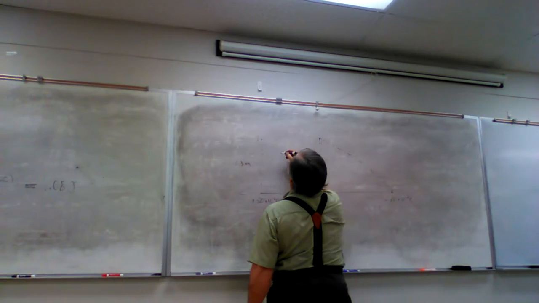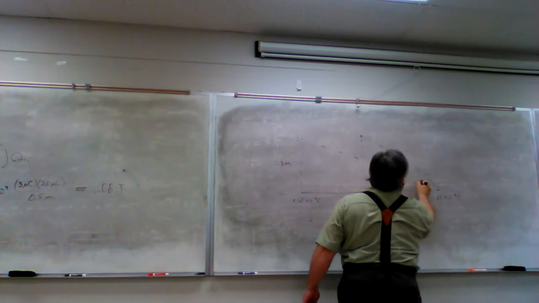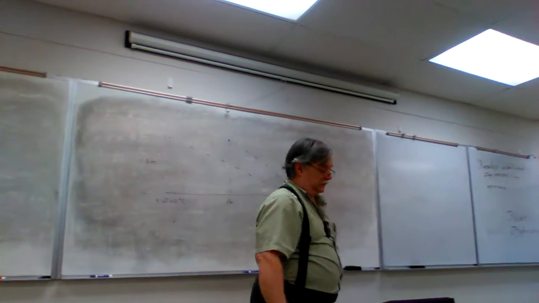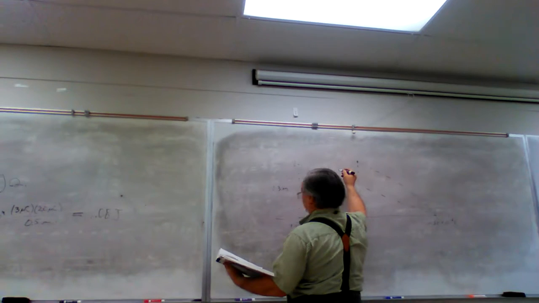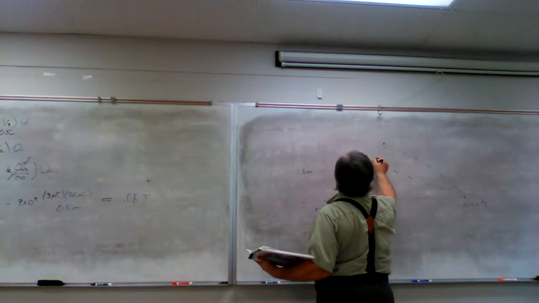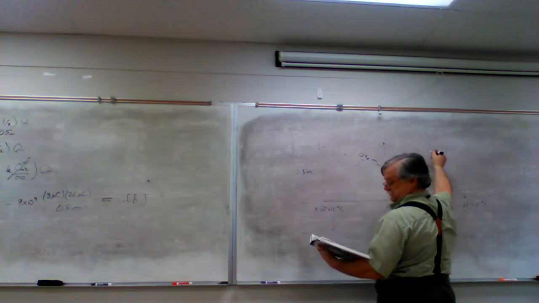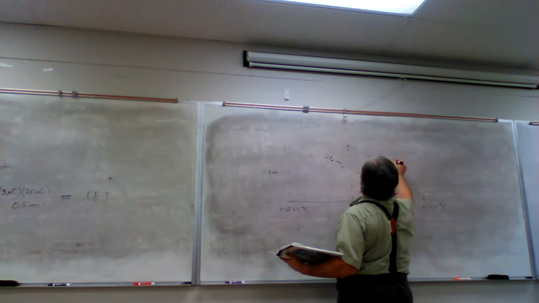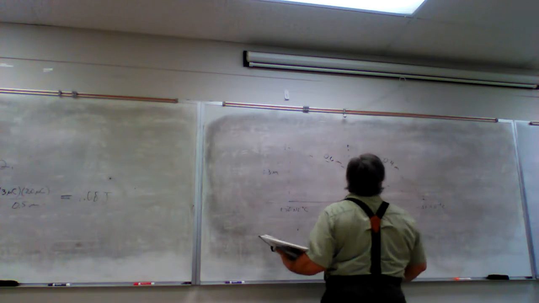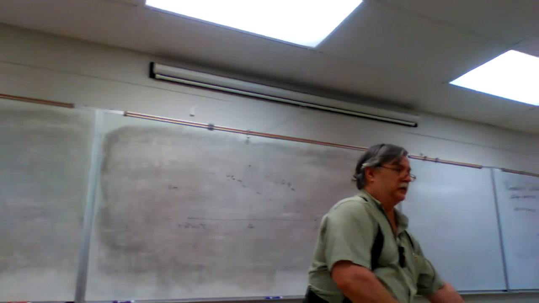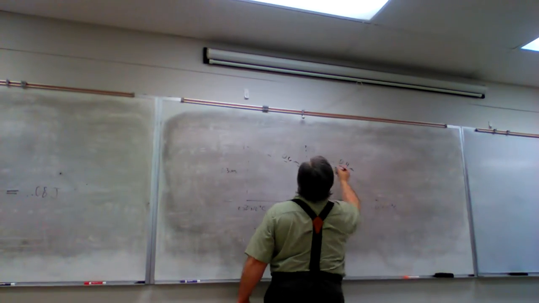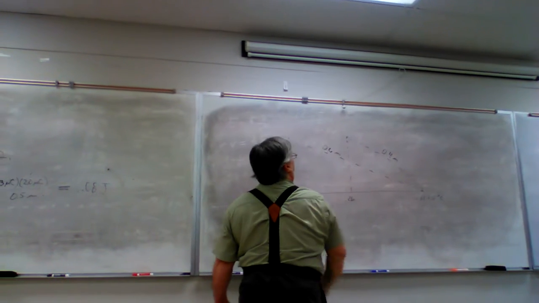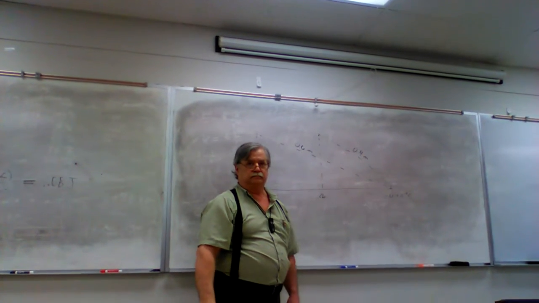And they did the trig for you and said this is 0.6 meters and this is 0.4 meters. And of course, if there's 0.4 meters from here to here, then there's the same distance from there to there. Okay?